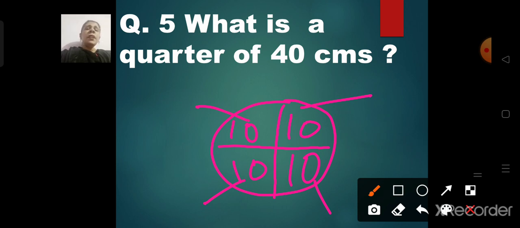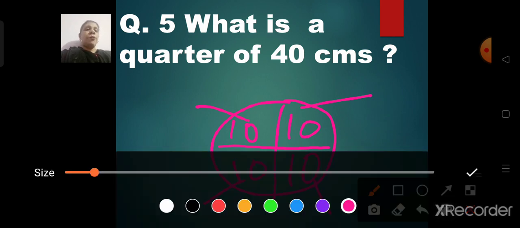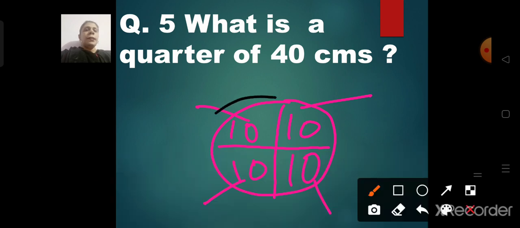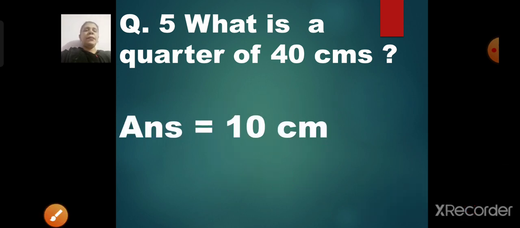4 tens will make 40 centimeters. So now, children, what is a quarter of 40 centimeter? Quarter means 1/4. So it is 10 centimeter. A whole is 40. Half will be 20. A quarter will be 10. 3 quarters will be 30. Understood?